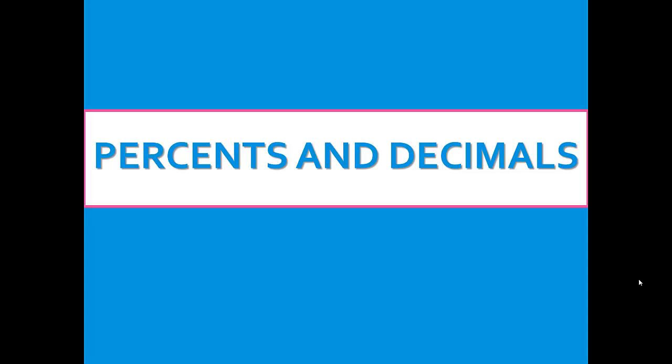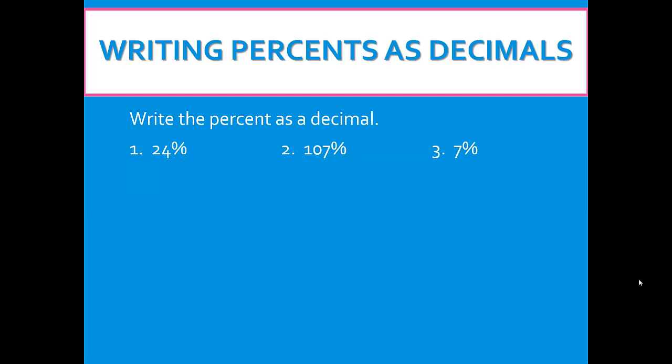Today's lesson is on percents and decimals. First, we're going to look at writing percents as decimals. So for number 1, we have 24%. Percents are always out of 100. So first, we're going to write this as a fraction. We have 24 out of 100.